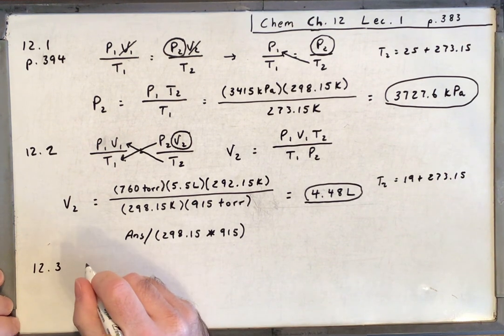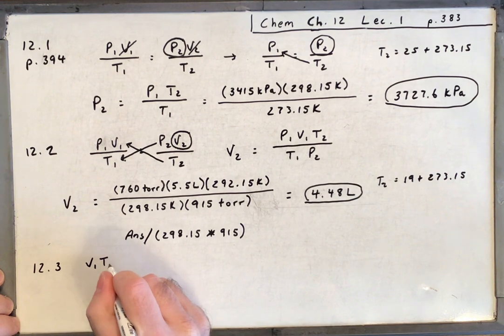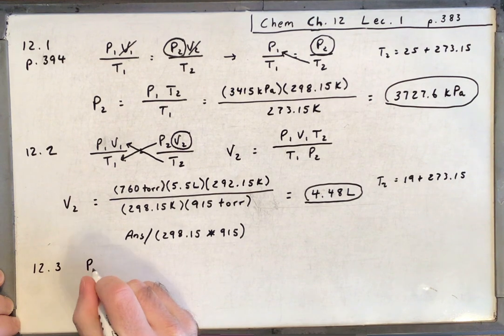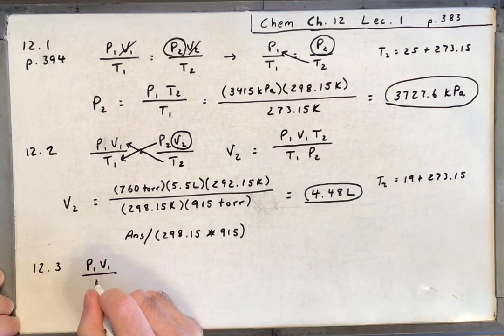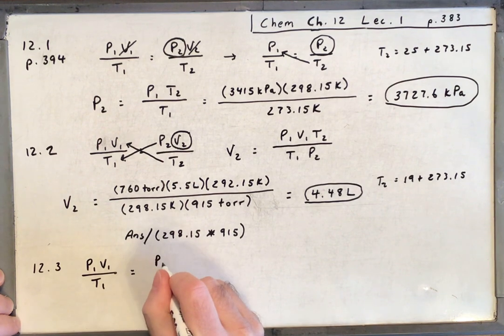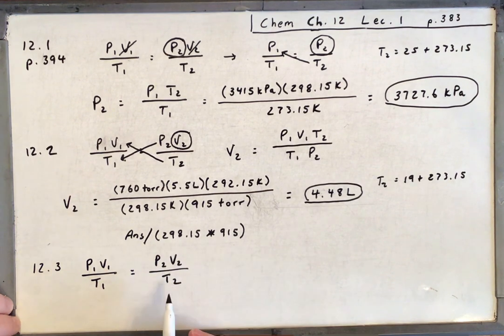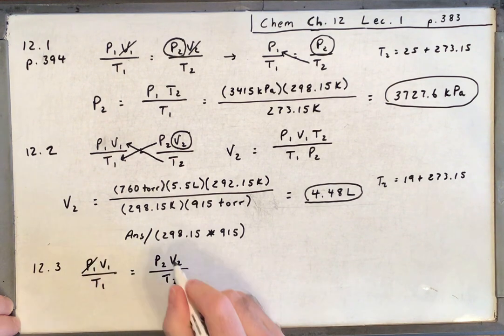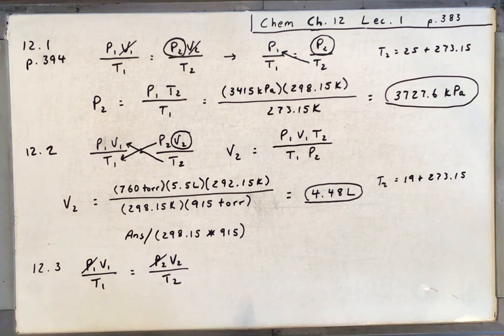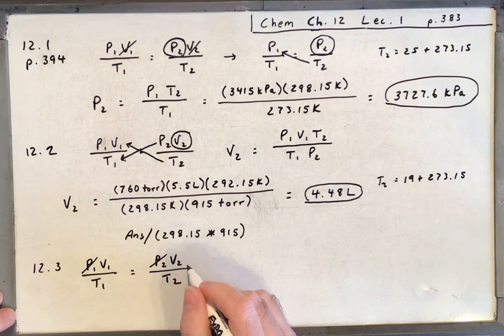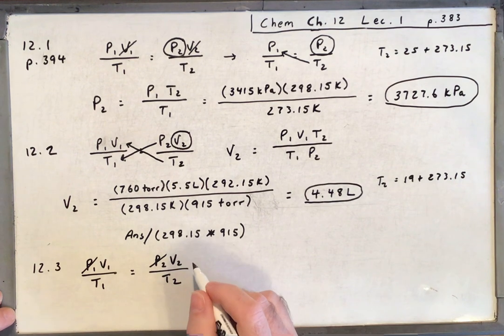So we have P1 V1 over T1 is equal to P2 V2 over T2, before and after. The pressure remains constant. That makes sense because a freezer is inside your house. It's going to have the same pressure pretty much as your house. V2 is what we're trying to get. What is the new volume?